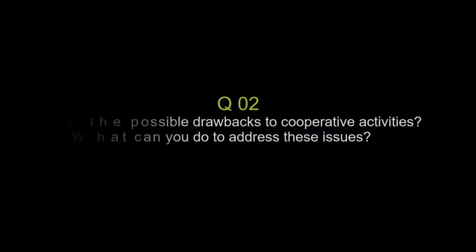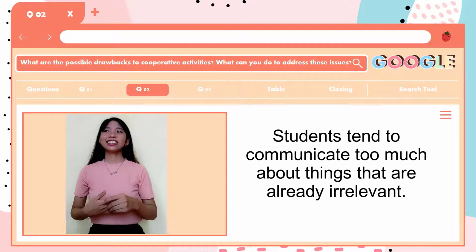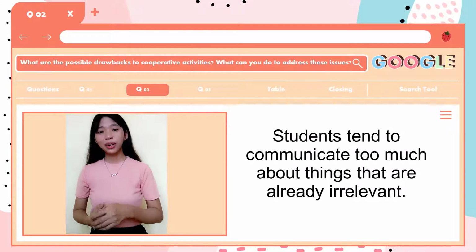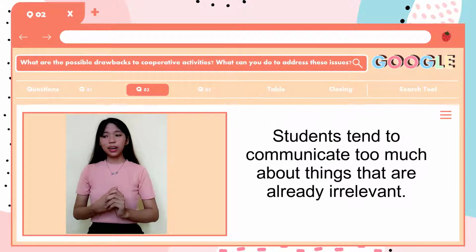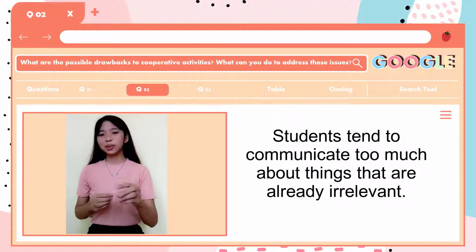Question 2. What are the possible drawbacks to cooperative activities? What can you do to address these issues? Yan. So, I can relate to this. Talagang hindi maiwasan na iba na ang napagkwentuhan during group activity. But, as a would-be teacher, I think I have to be observant of my students at yung actions nila while in a group activity. Yung mga simpleng, katulad ng mga ginagawa ng mga past teachers natin, mga passage experience sa mga by group, para makita lang kung related pa ba yung ginagawa ng students sa kanilang group.